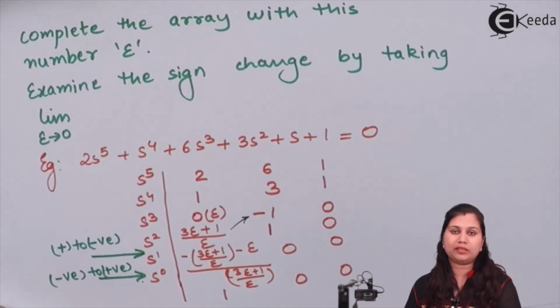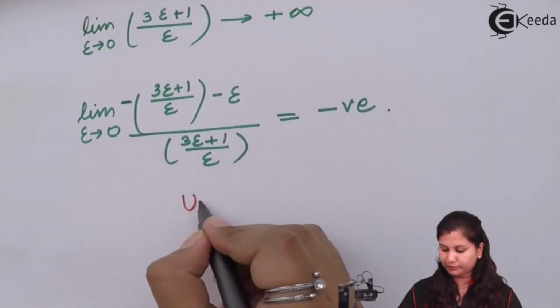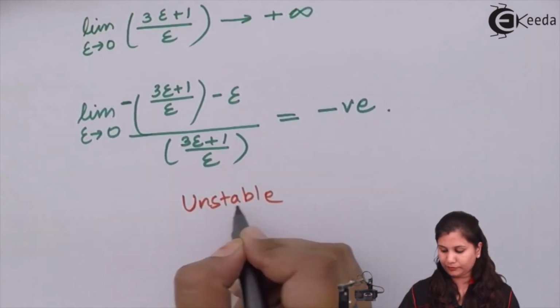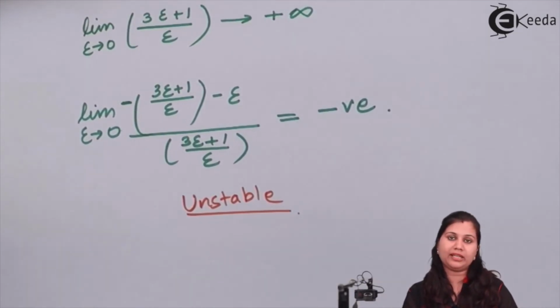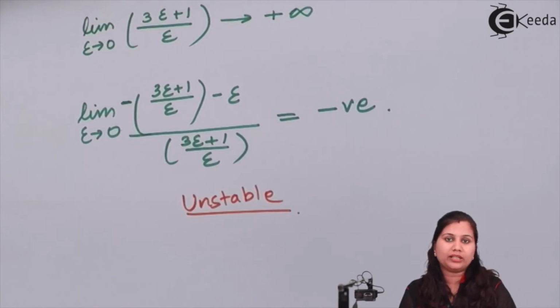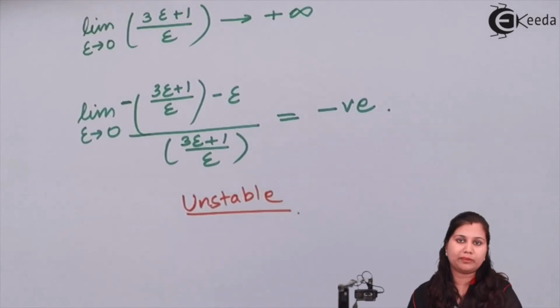So two sign changes means the system is unstable. So we are getting the system as unstable because there are two sign changes, so two roots are lying on the right half of the S plane, so the system will be unstable. So in this way, when you encounter the situation that the first element of any row is coming out to be 0, and at least one of the rest of the elements is non-zero, then either you can put S equals to 1 by Z and follow the same procedure, or you can replace 0 by a small positive number epsilon, and then follow this method.